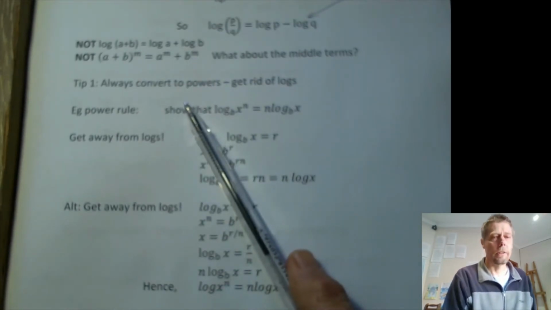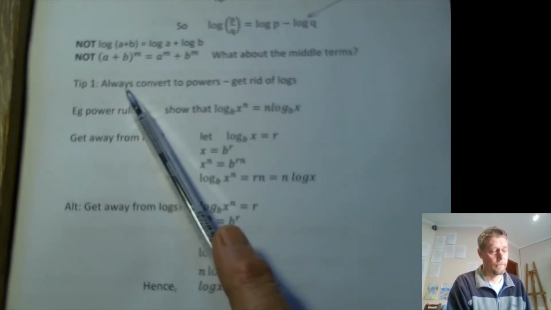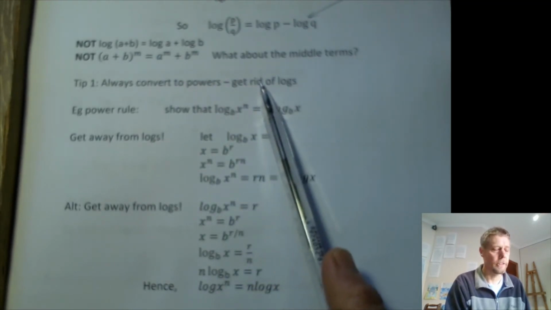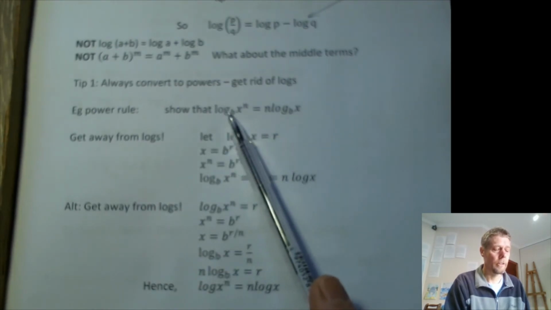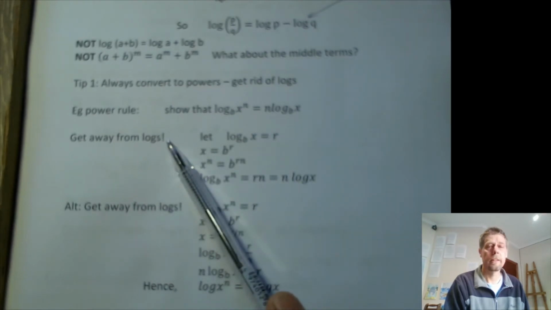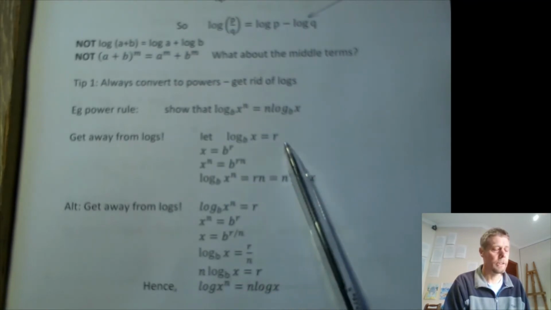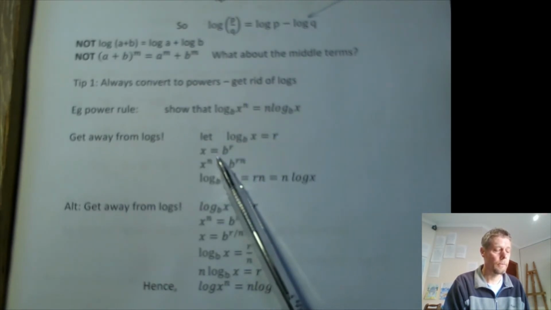So when you're working with logs, here's a tip. Not always, but mostly, convert logs to powers. They're much easier to work with. For example, the power rule. Show that log of x to the n equals n log x. So, first of all, let's get away from logs. How do we do that? Well, let's make log of x base b equal to some arbitrary number r. Now, using our swivel method, we can say that x equals b to the r.